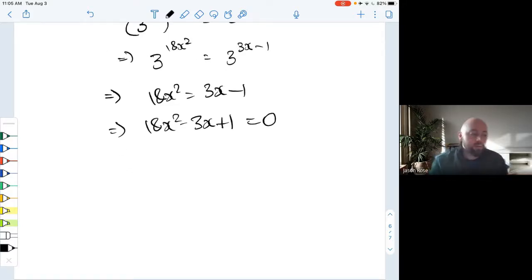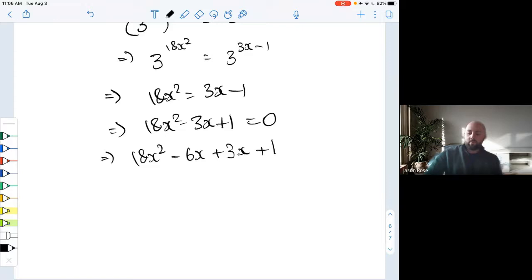A more awkward quadratic equation here. You need numbers that multiply to make positive 18 and add to make negative 3. I think 6 and 3 do it, don't they? Minus 6x plus 3x plus 1. That won't work. What have I done wrong here? Something's wrong. Oh, I wrote down the wrong sign, didn't I? So I wrote down a positive 1.